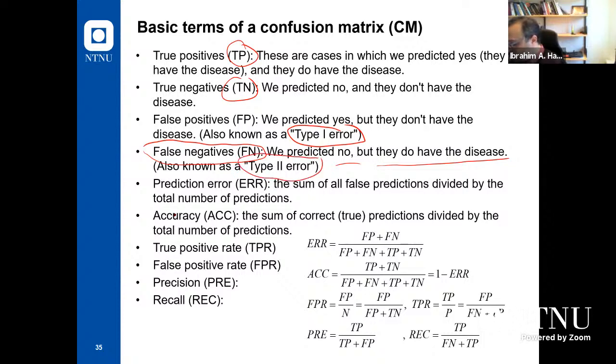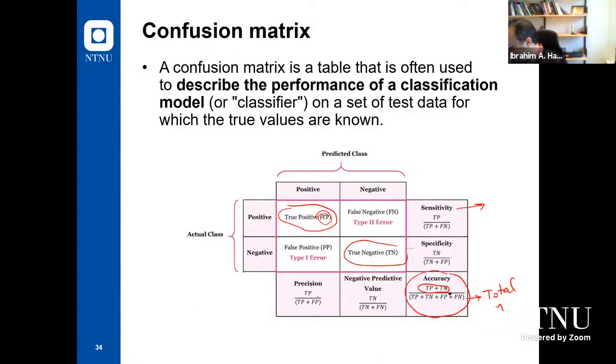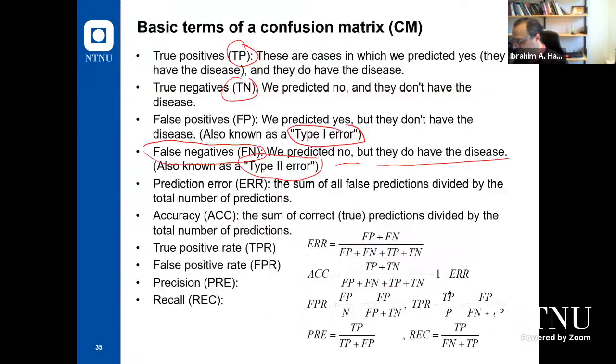We have prediction error. The prediction error is the sum of false predictions divided by the total number of predictions. So here we have accuracy. If we calculate true positive plus true negative, we can also have false negative plus false positive divided by total. It will be the prediction error. So this prediction error is false positive plus false negative divided by total, n, for example.